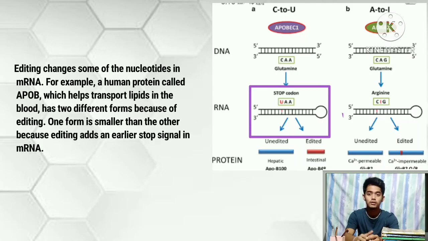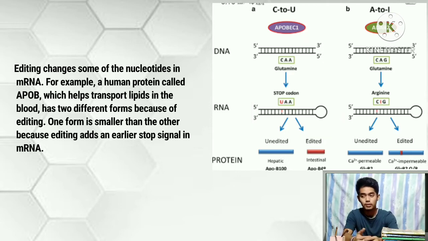Editing is the change of some of the nucleotides in mRNA. For example, a human protein called APOB, which helps transport lipids in the blood, has two different forms because of editing. One form is smaller than the other because editing adds an earlier stop signal in mRNA.